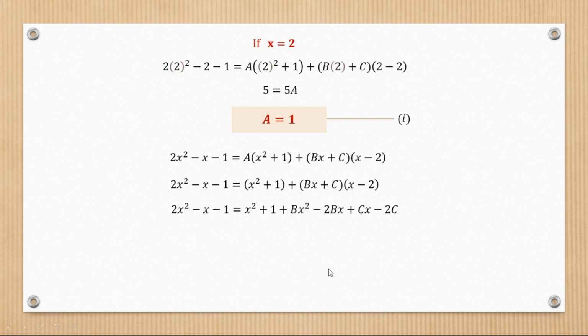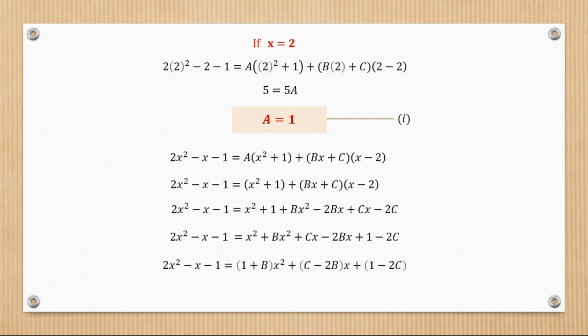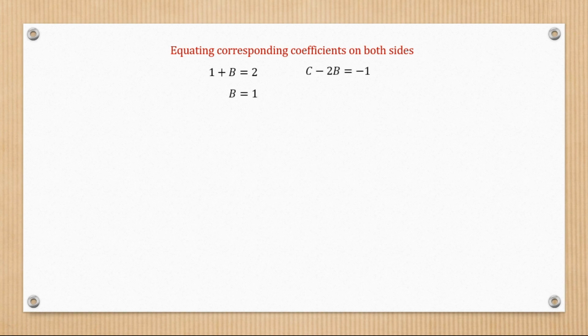So when I open these brackets right here, I'll have Bx squared minus 2Bx plus Cx minus 2C. And then I'm going to combine all those that actually have the same power. So those that have x squared are going to combine together, those that have x are combined together, and those that don't also combine together. So now this is how they look when they are grouped together. So now I can actually equate corresponding coefficients on both sides. So I'll see that 1 plus B shall be equal to 2, and B shall be equal to 1. And then C minus 2B is equal to negative 1, but B, remember, is 1. So I'll have C being equal to 1.